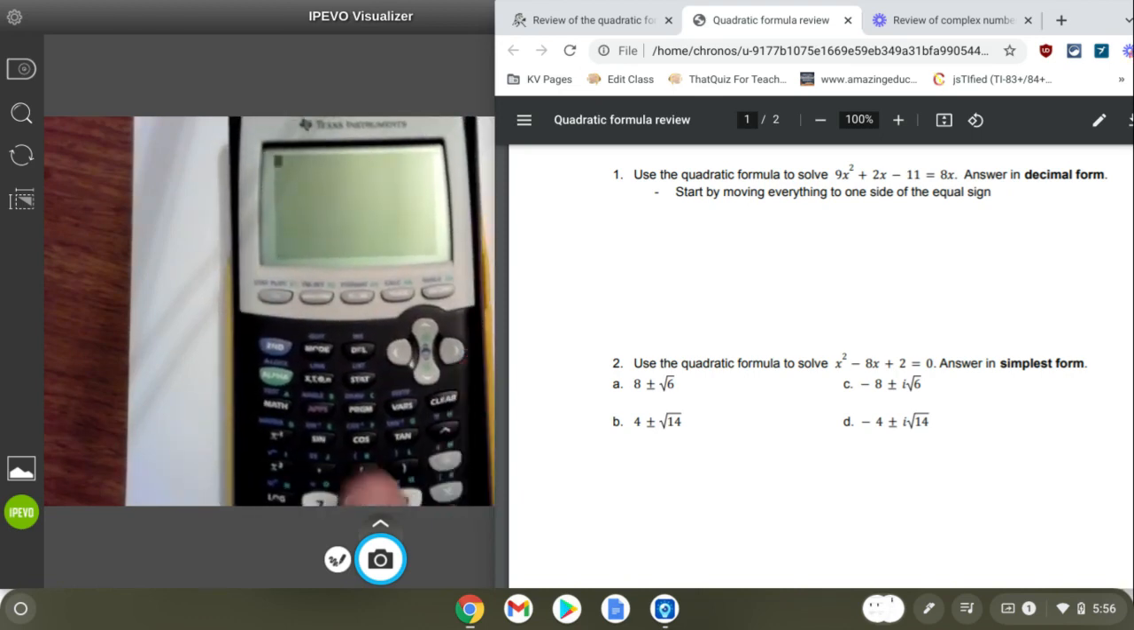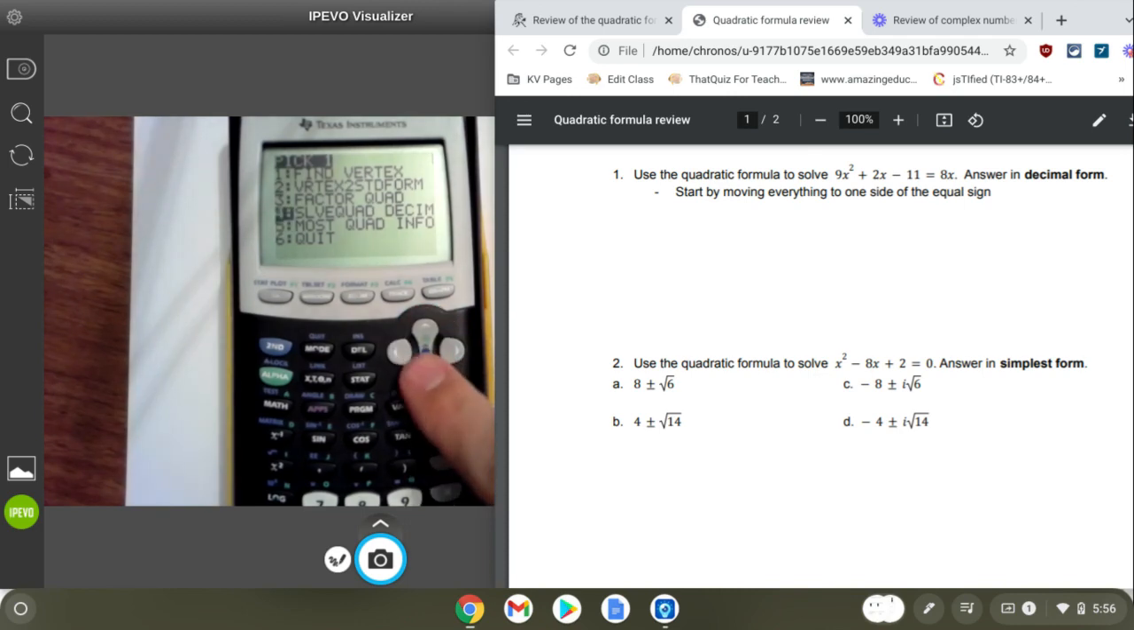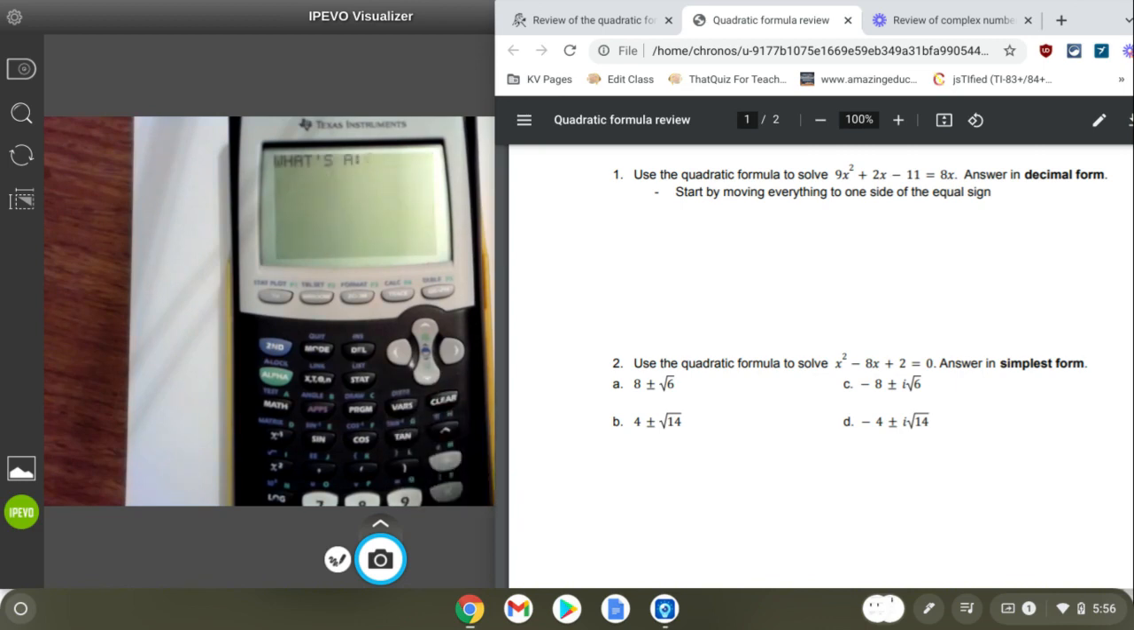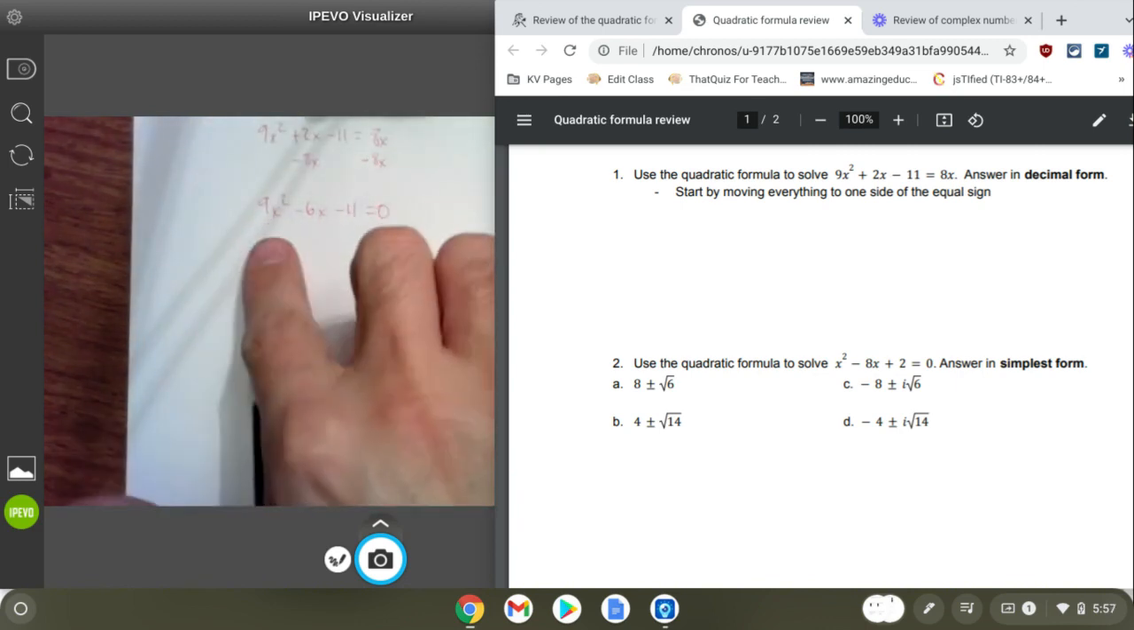To get there, you're going to press PRGM, all quad, select enter. Press enter to run the program. And we want to do the most quad info, or maybe the fourth option if this fifth one doesn't work for some reason. Okay. All right, my A is going to be the 9.